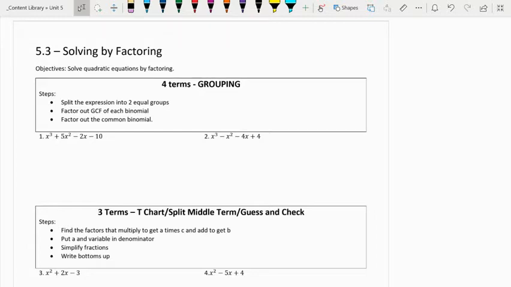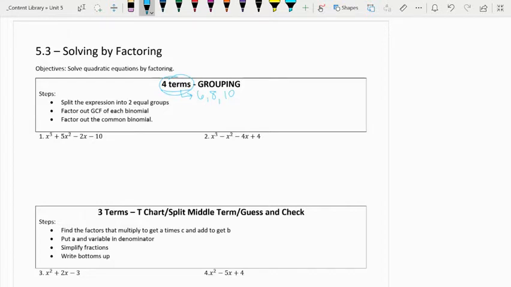So there's one that happens when you have four terms, especially when you have like 4 or 6 or 8 or 10 terms, anything that you can split in half. So starting with 4 and then any even number after that, you can technically do by grouping. But the most common, definitely what you'll see, is 4 terms. So you split it into 2 equal groups, factor out the GCF, which is the greatest common factor, and then factor out the common binomial.